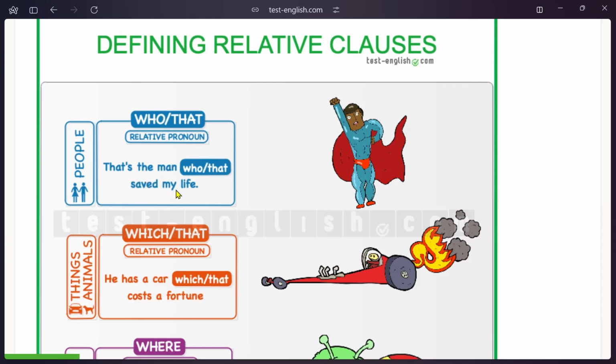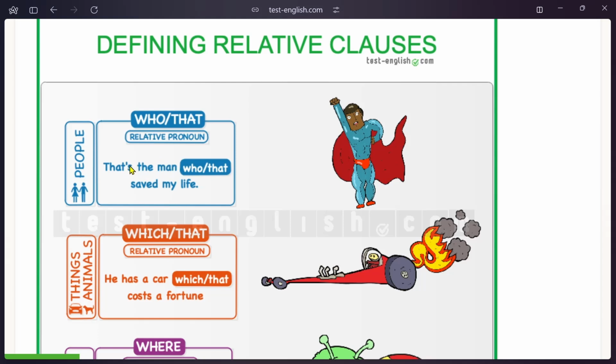And then my life, in this case, I think it's an object. Life is object. Save is a verb. Saved what? Saved my life. This one seems like an object. But the man is not an object of is, okay?